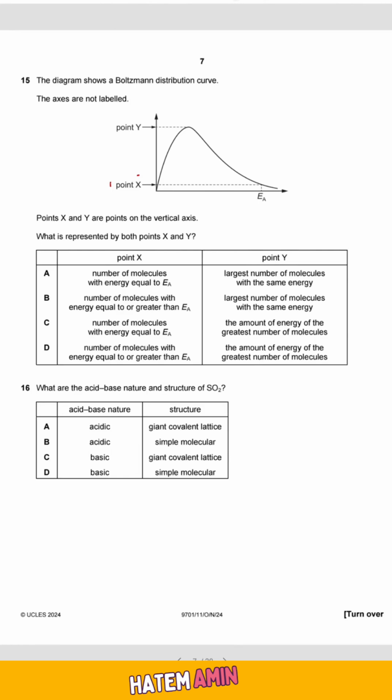Question 15. The diagram shows a Boltzmann distribution curve. The axes here are not labeled, but he is asking about point Y and point X. What are they? He needs us to detect what point X and point Y represent.